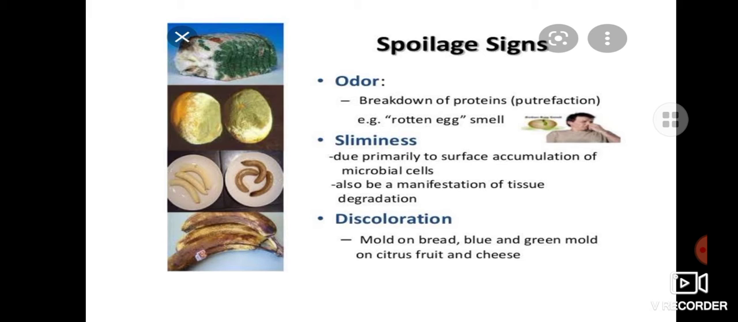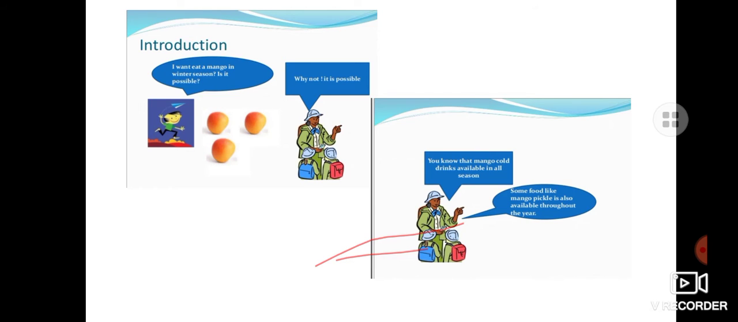How can we say that our food is spoiled? Its odor changes, its look changes, it becomes slimy, right? Its color is also changed. Then we can say that a particular food is spoiled food. So we have to preserve our food.